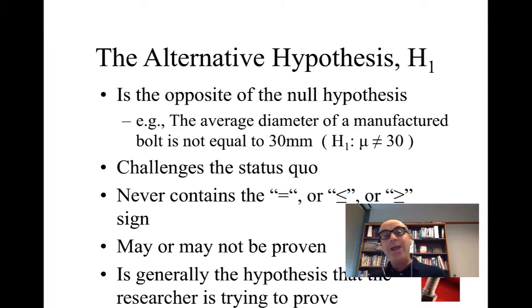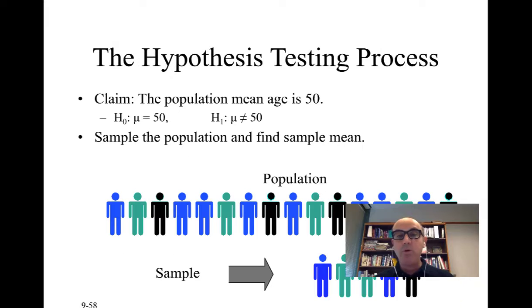So when we state something as the null hypothesis, the alternative will be the alternative hypothesis. It challenges the claim, the status quo, and it never contains equal or smaller or bigger signs. It may or may not be proven, and it is generally the hypothesis that the researcher is trying to prove. And I repeat it again: that's what we are trying to prove.